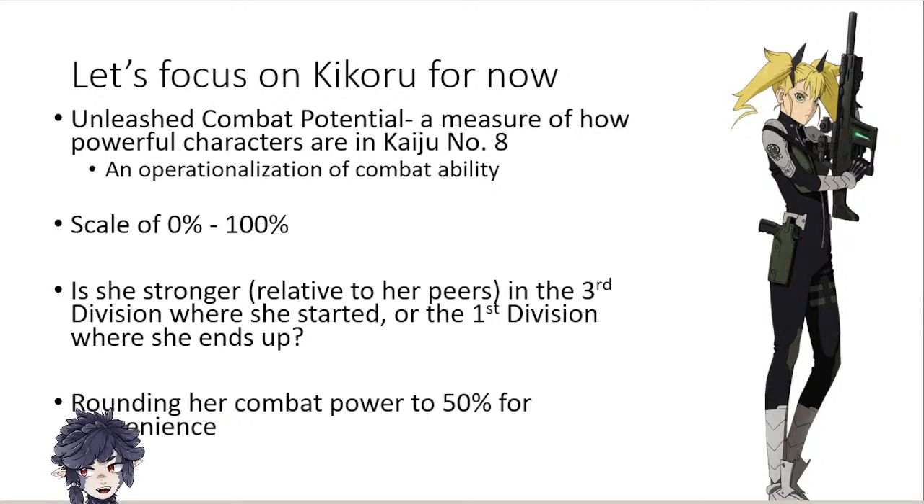the absolute highest. So we might say, based on her unleashed combat potential, is she stronger in the 3rd division, where she was when she first joined the Kaiju Exterminating Corps? I forget what they call it, sorry. Or is she stronger relative to the other people in her division when in the 1st division, where she ends up by the end of the 1st season? Technically, her unleashed combat power varies a lot over the series, and I think it starts at somewhere around 43%, but for the sake of convenience and sanity, we're just going to round it to a nice 50%. I'm sure at some point in canon it was at 50%, because she crosses that line.